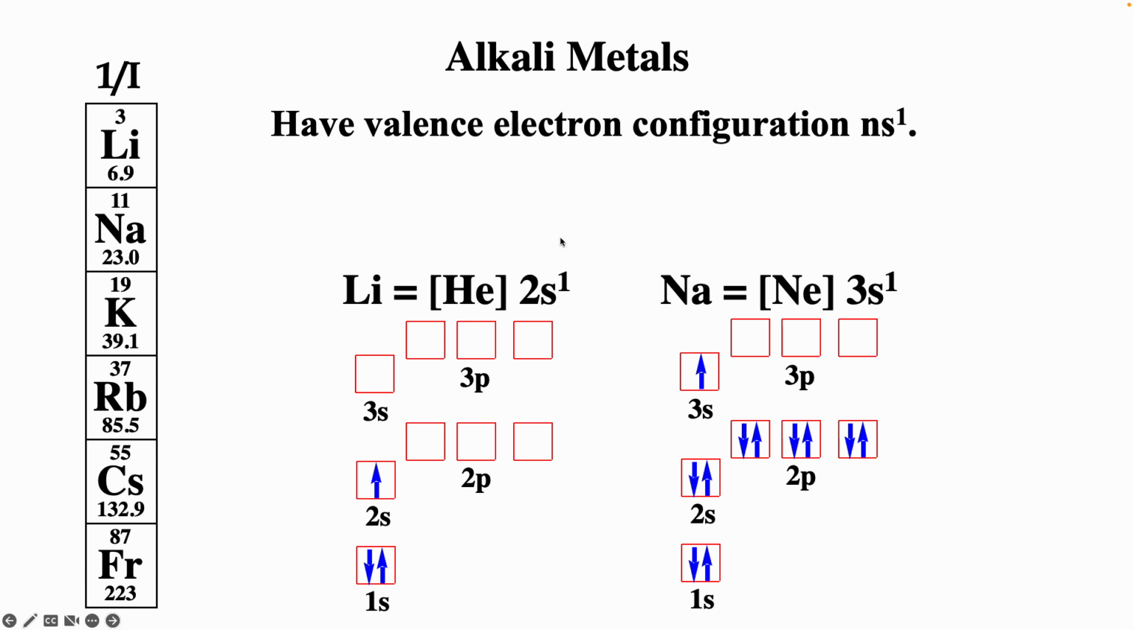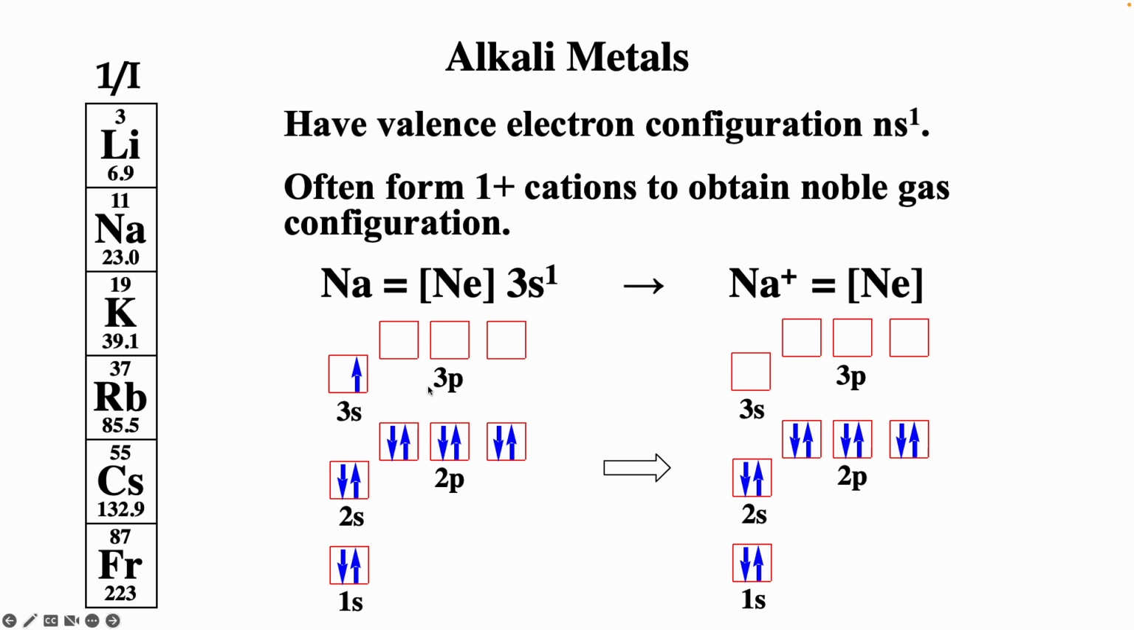And so lithium has electron configuration 1s2, 2s1. And so the valence electron configuration is just 2s1. Sodium has the valence electron configuration of 3s1. Now sodium, if it loses its 3s electron, then it gets the noble gas configuration of neon.